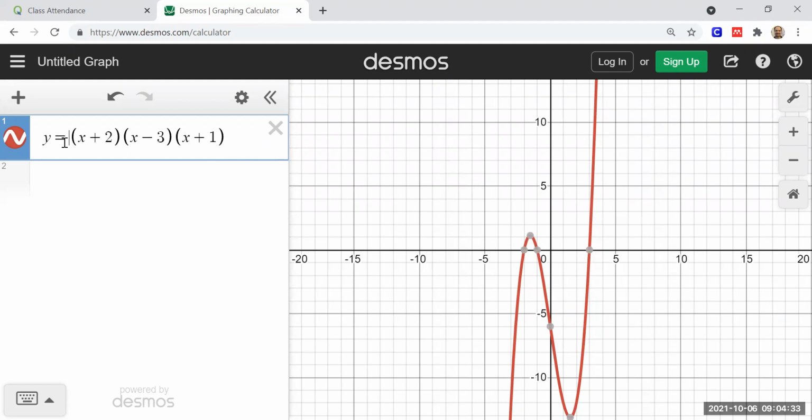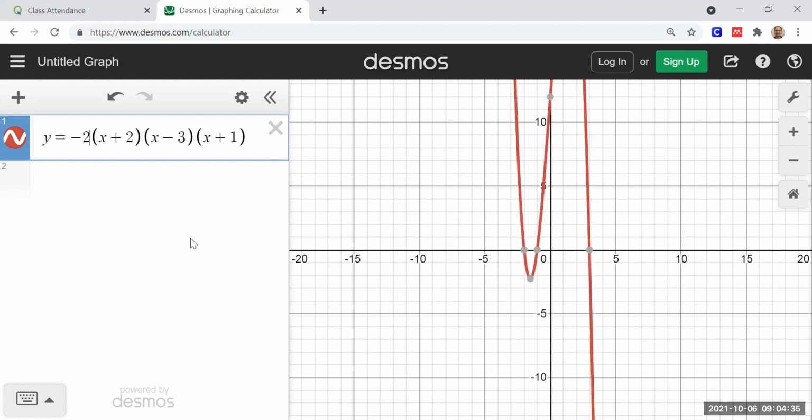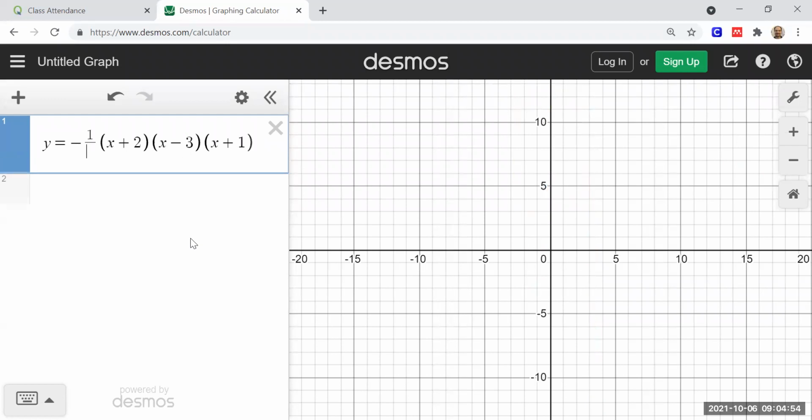Now, if I put a number out in front, -2, do my x-intercepts change? The x-intercepts stayed the same, but my graph flips upside down and got stretched. So if all I'm using are my x-intercepts, I could actually have a ton of different graphs. Still the same x-intercepts, but a different looking graph.